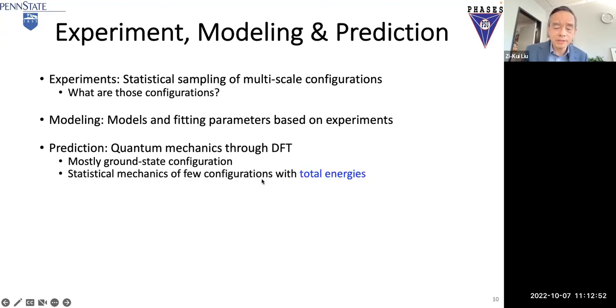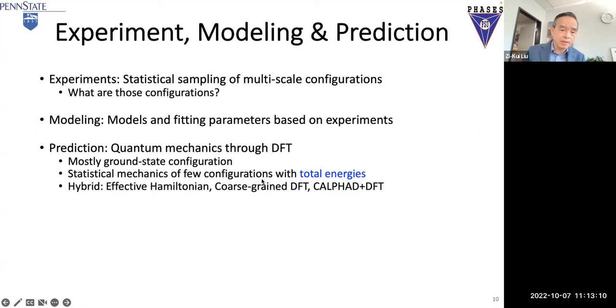Of course, we want to talk about a finite temperature. So there are different configurations, including the ground state. But most of the time, we use very few configurations. And also, we do statistical mechanics based on total energy. So we show that that's actually a limitation of it. And yet, because it's so complex, as scientists and engineers, we say maybe we should make it work. We need to do some approximations, like a hybrid model, like effective Hamiltonian, then do MD/MC simulations, coarse-grained DFT, and classical plus DFT. That's also a hybrid system. So you get some model, then you get some DFT, you put them together, and then you do some predictions.